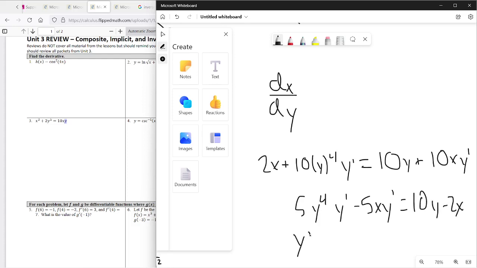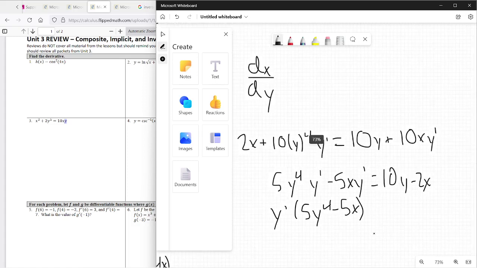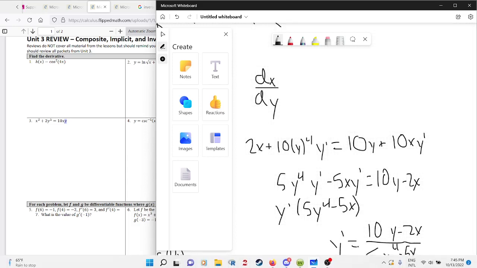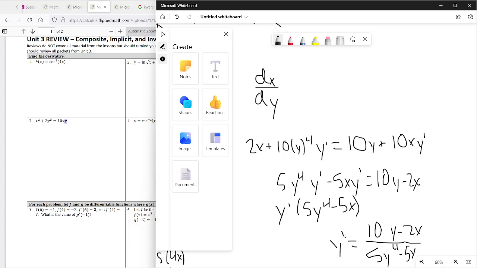We can then take out a y prime here. And then, you know how it goes from here, we can just divide both sides by this. Now, if we were to ask for a second order derivative, you may end up having to plug this original equation into the second derivative because you're going to have y primes in this, but you've already solved for y prime.